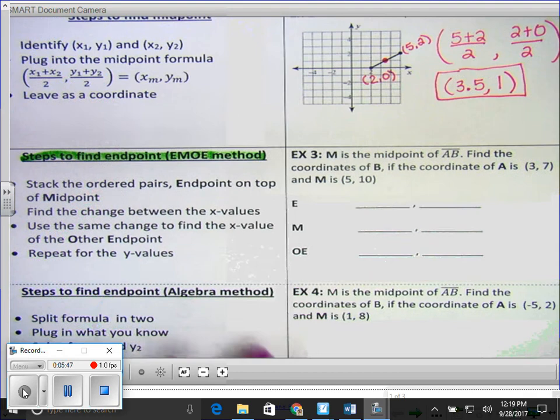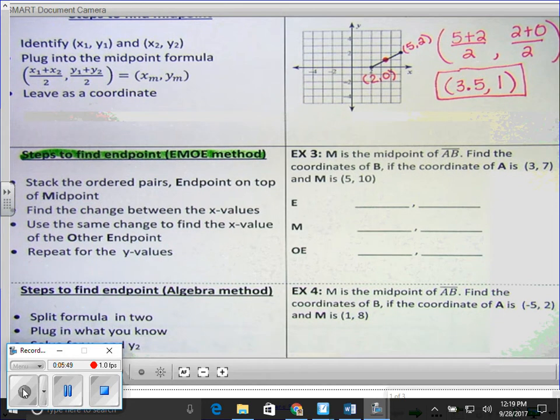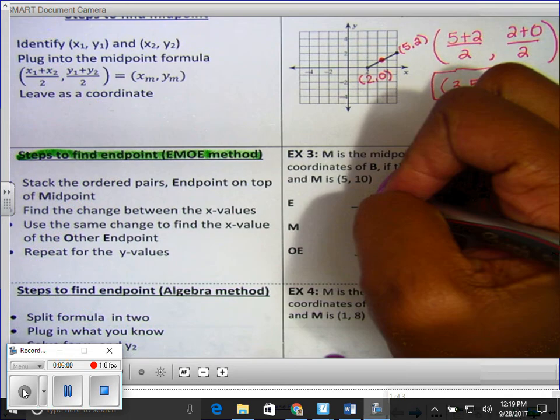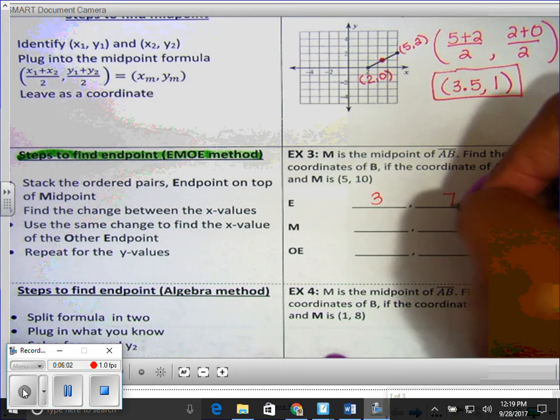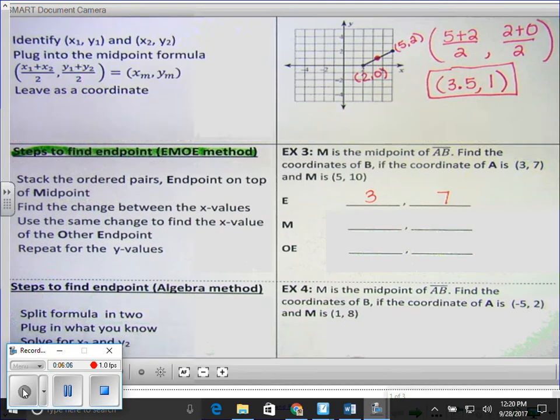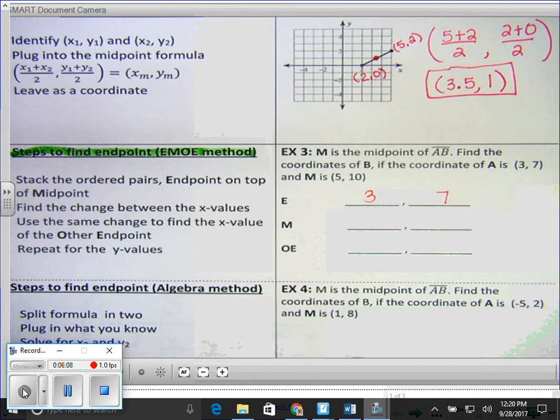What is the ordered pair for the endpoint? In example 3, what's the ordered pair for the endpoint? 3, 7. So I just wrote it down. 3, 7. Now what's the ordered pair for the midpoint? 5, 10.